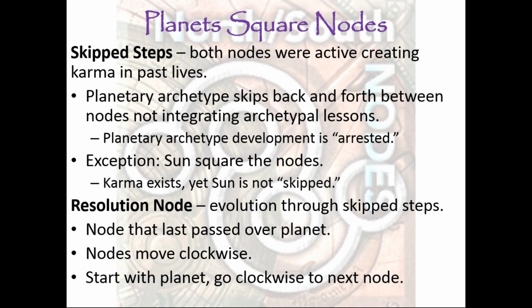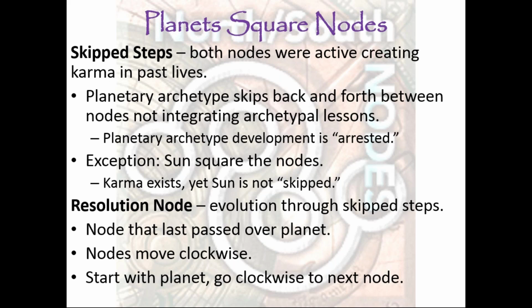Now, as the last month's class was sun square the nodes, the sun really doesn't get skipped. There's still some karma, but it doesn't get skipped. I mean, who of you cannot sense your sun sign and your sun house. Refer back to that class, September 2017, if you want more information.